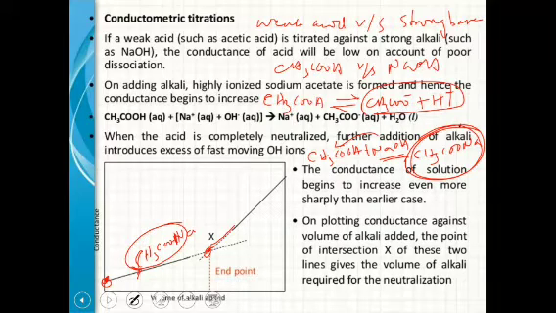So if you add the base further, only NaOH is present. NaOH is a strong electrolyte, so because of the presence of OH minus ions, there will be a gradual increase in the conductance values. See here, the graph gradually increases. This is due to the presence of OH minus ions of the NaOH solution. So this is about weak acid versus strong base.